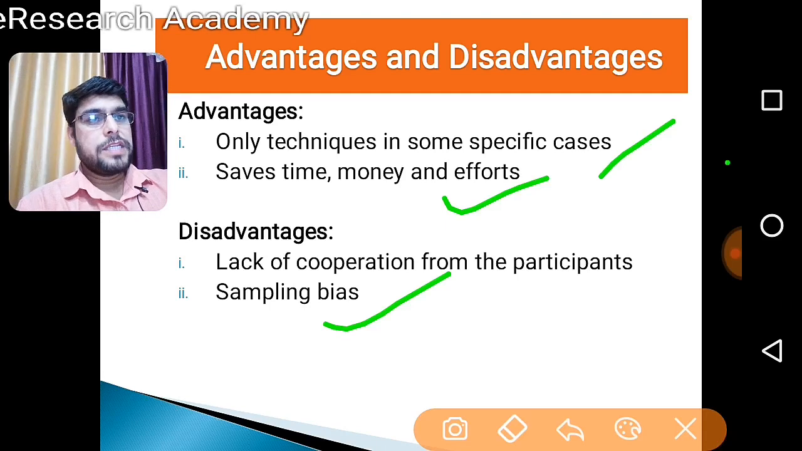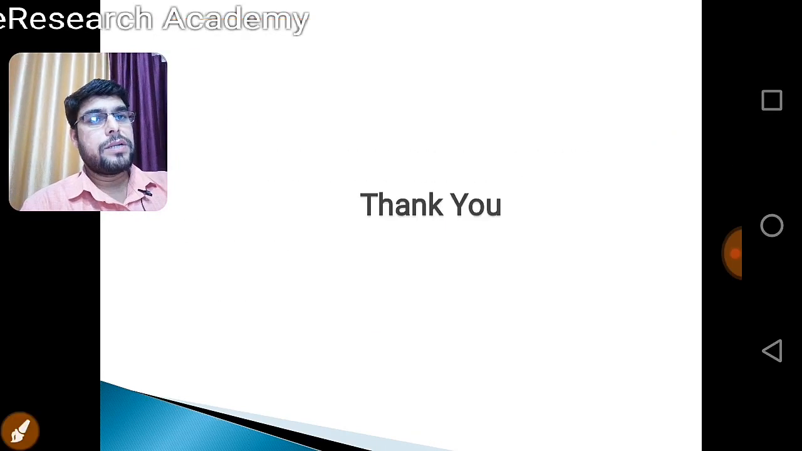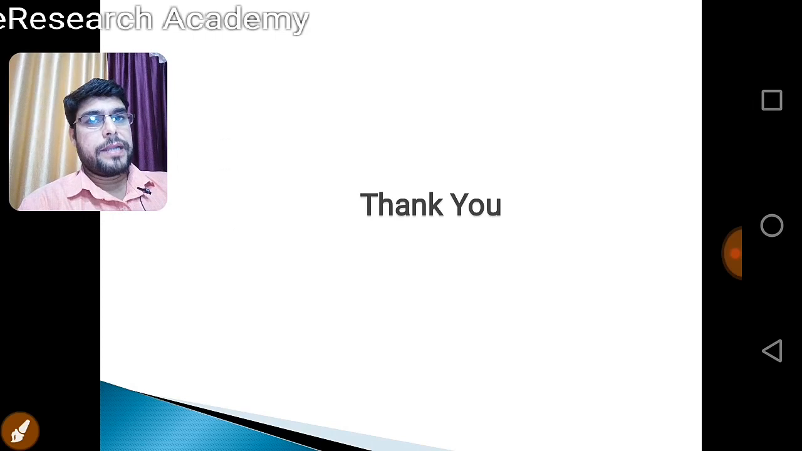So friends, these four techniques are there under non-probability sampling, and these are the merits and demerits of this sampling.